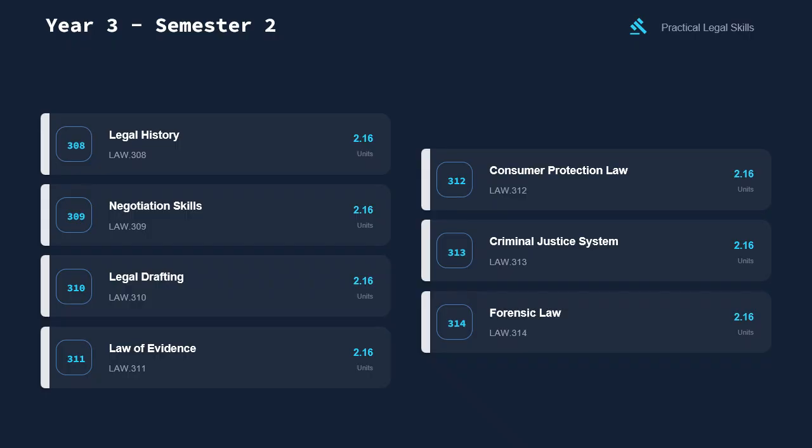Real-life example, the FTC's endorsement guides require influencers to disclose paid partnerships. Failure to do so can result in enforcement actions. Practical application, lawyers review advertising campaigns for compliance. Students practice drafting disclosure language and evaluating substantiation.